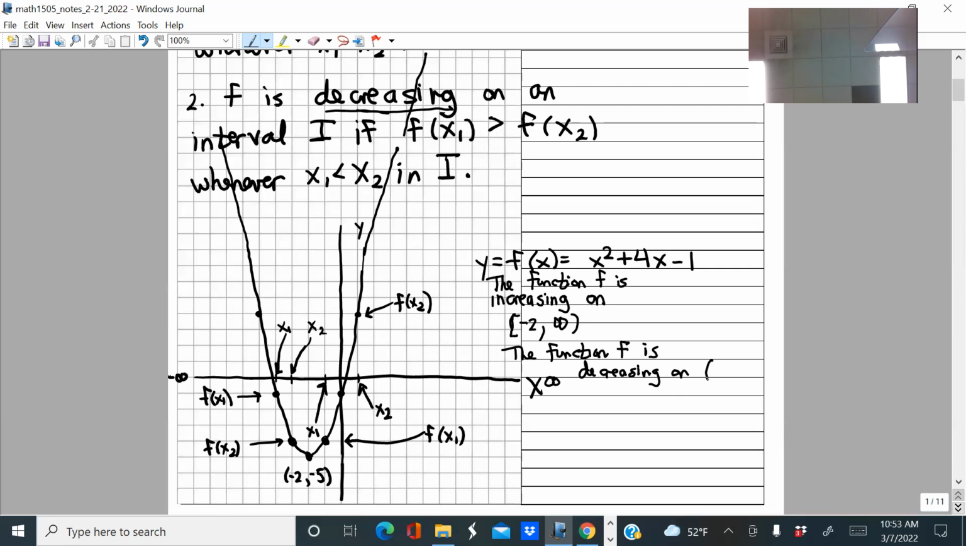So where does it start decreasing? Apparently at minus infinity, right? We really can't see all the way to minus infinity, but I think it starts at minus infinity and then goes up to -2, correct? And I just always put a closed bracket there at the boundary value.